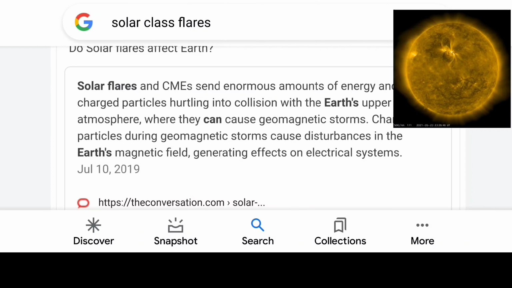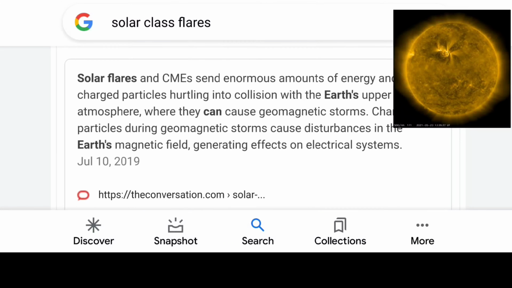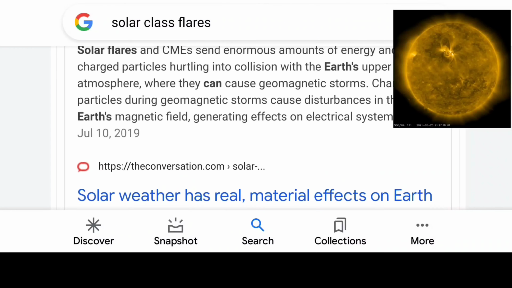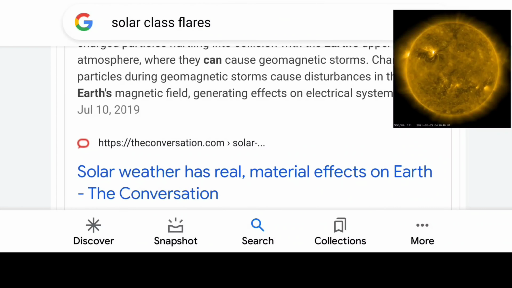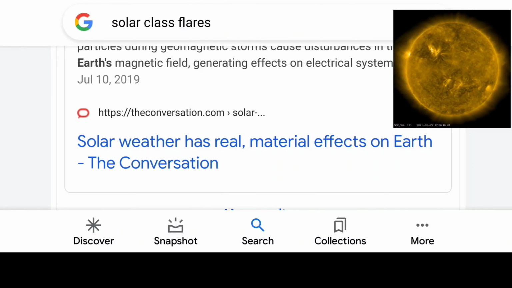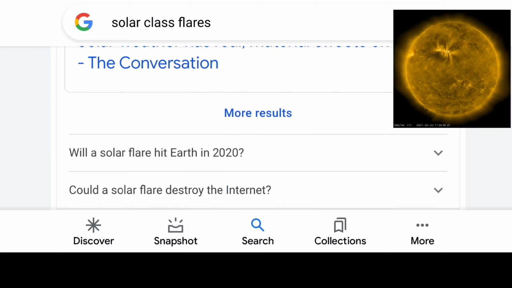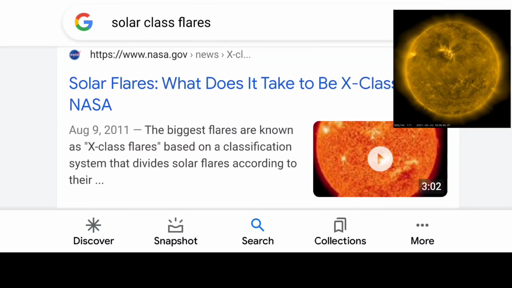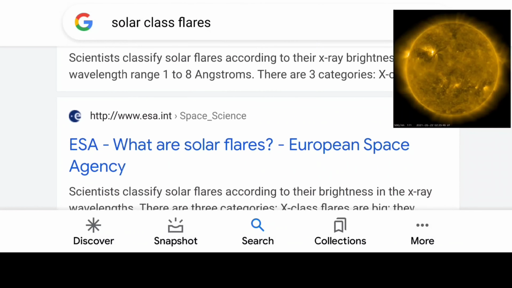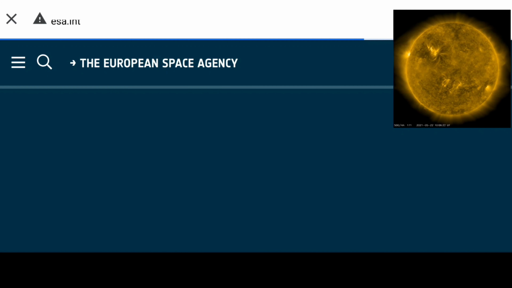These charged particles are usually in the range of like 0.5 to, I think it's like 10 keV, depending on the class. But there's so much that has come out lately. There's a link down here in this. Okay, the European Space Agency.